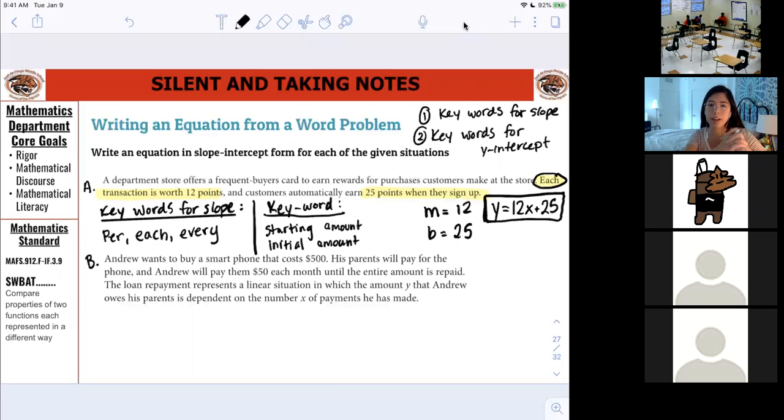Would anyone like to read this one? I know you guys have been participating a lot and I'm proud of you for that. So I don't mind reading this one if nobody wants to step up.